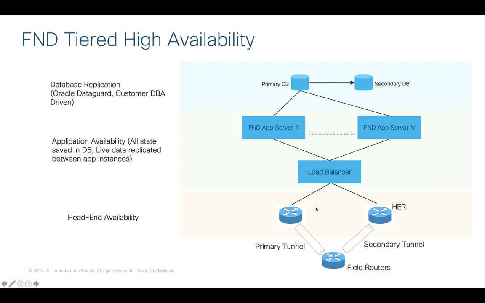There are other levels of HA, which is load balancing between the app servers. There's a head end router HA by using primary and secondary tunnels. So there's a bunch of configuration that allows you to have a lot of different types of HA. Typically our FND document, when it refers to HA, it's talking usually about the app server and the database server.